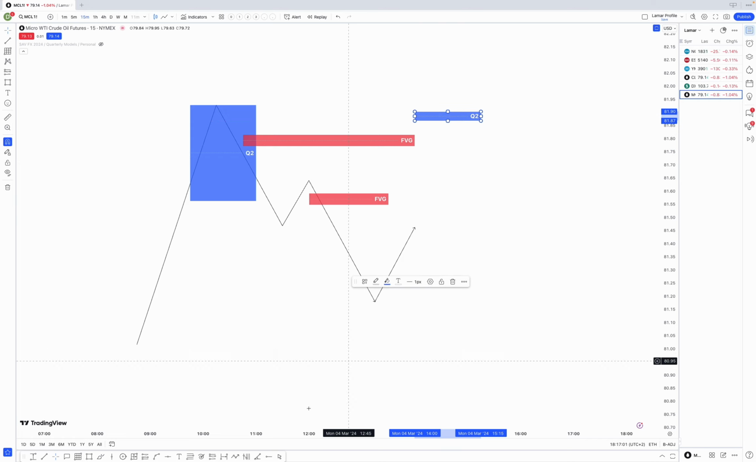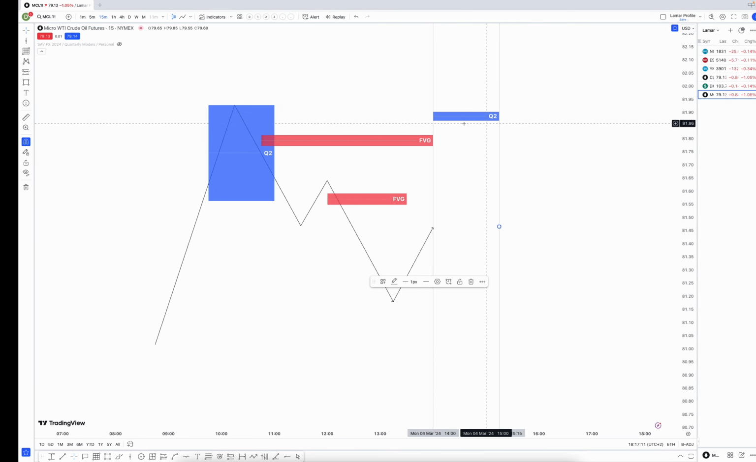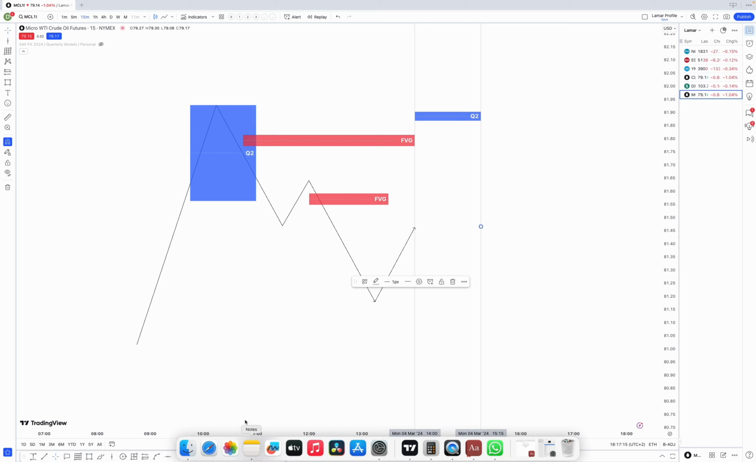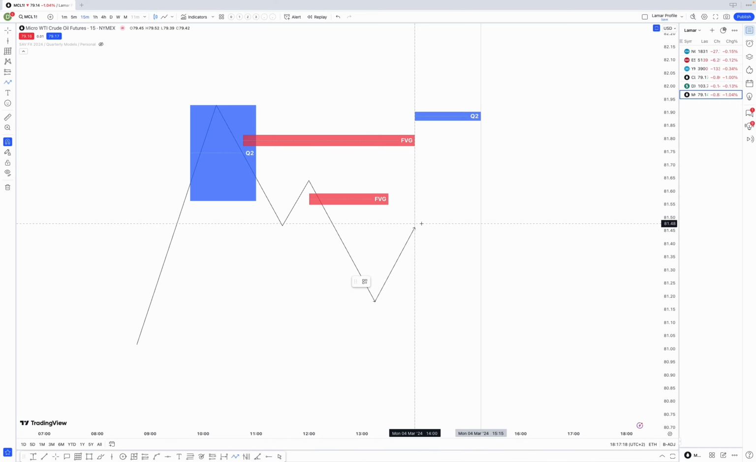If this range right here, from here to here, is Q2 and this area is Q2, there's a 99.9% chance the price is going to violate this fair value gap, draw to this one above, and then react off it. This is a time-based PDRA. This is a range-based PDRA. It's a full quarter, using quarters the same way we use PDRAs.